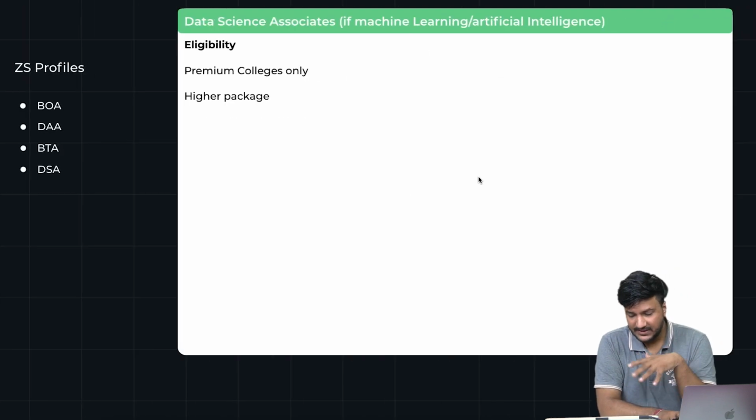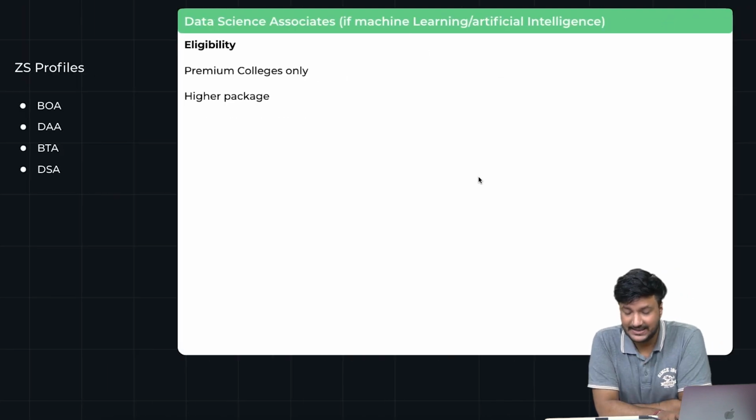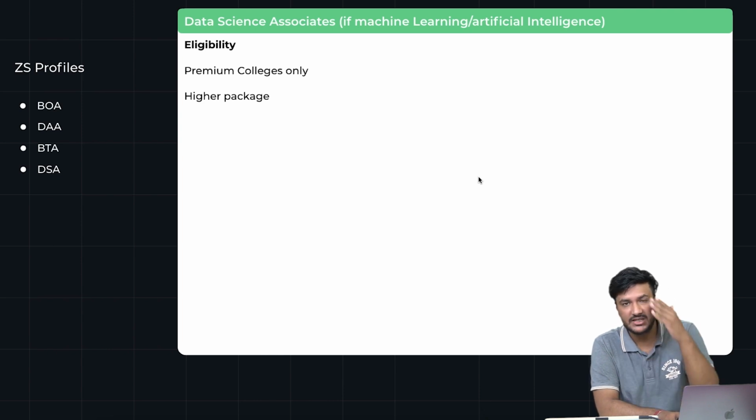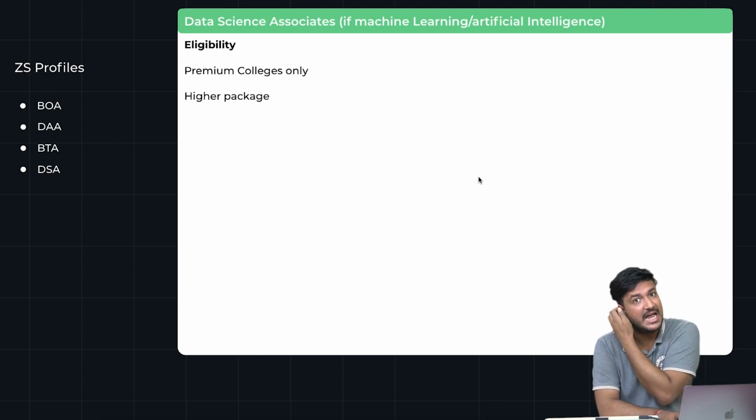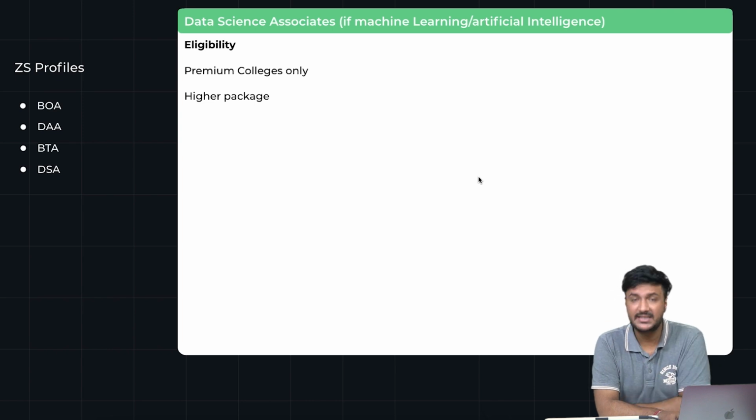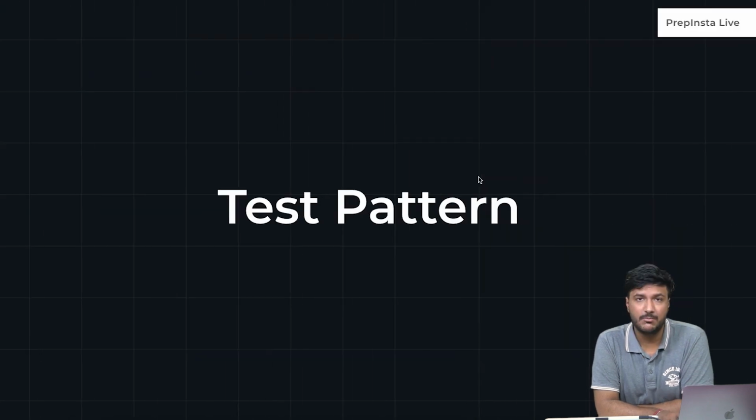Okay. Then there's the final one, which is DSA. DSA is Data Science Associate. ZS only comes to premium colleges and has a premium requirement that all the people applying for this position should already know machine learning, artificial intelligence and data science. As the profile says, this has a higher package and only premium colleges are allowed for this particular profile. Now, we've talked about the profiles, which is very important for you to make a decision upon which profile you should be applying for.